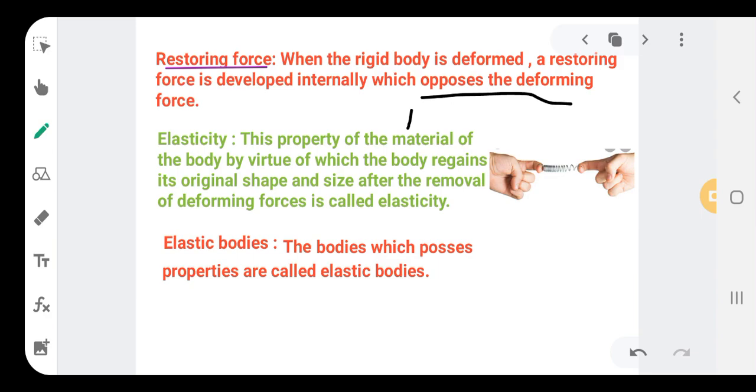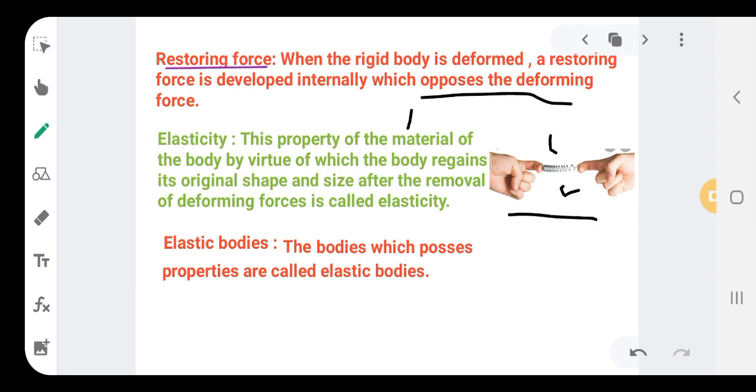Now let us see what elasticity is. You can see in this picture a person is pulling a spring. Initially the spring is of length, for example, L. Now if we stretch it, there is an increase in the length. This property of the spring is known as elasticity, and if you remove the deforming force, it comes back to its original shape and size.